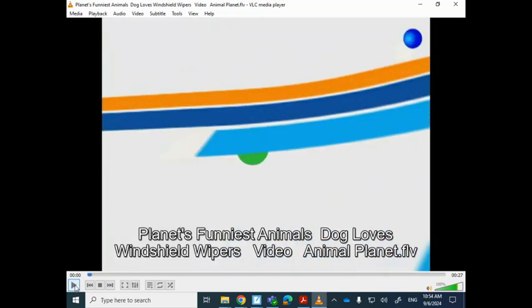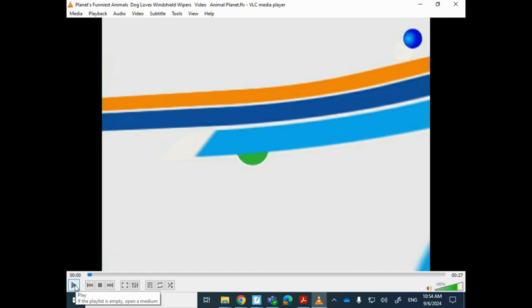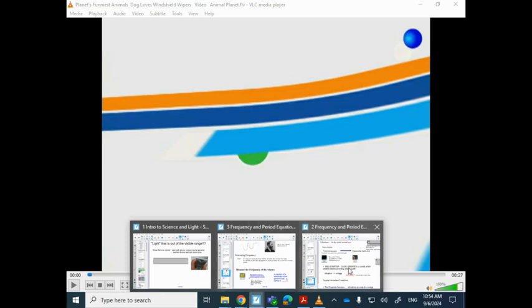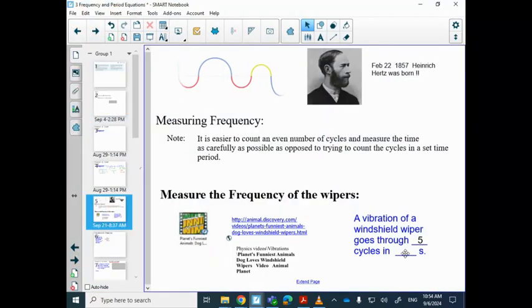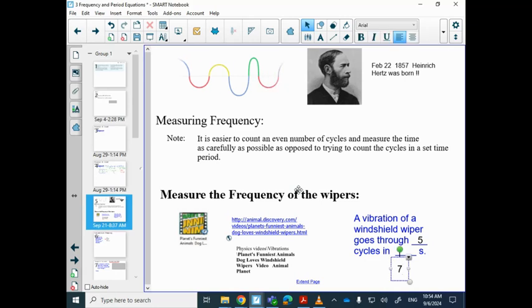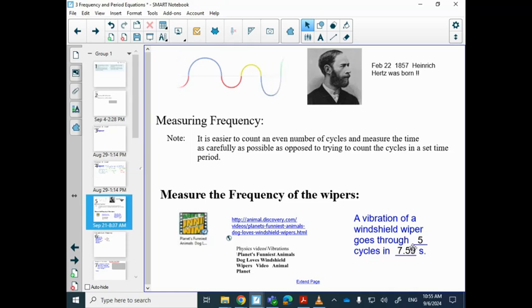Hopefully you're able to find a 5-second interval. Mine, when I was measuring it, kind of cut off, but I was already in the rhythm of it, so I feel like I got a pretty good number. I got 7.59. So let's just go with that. Hopefully you got something similar to that.